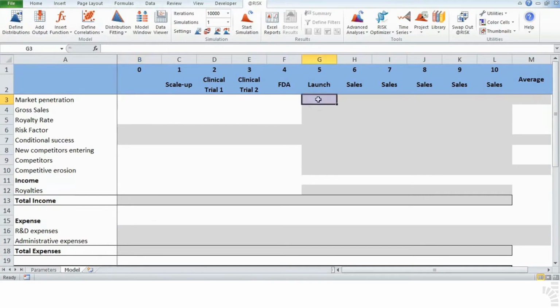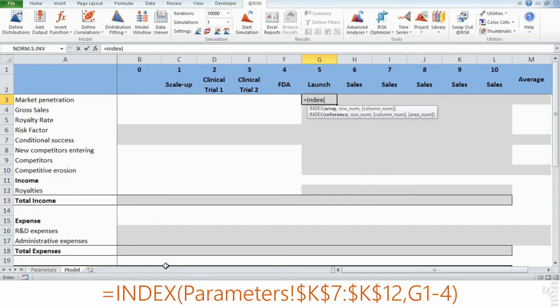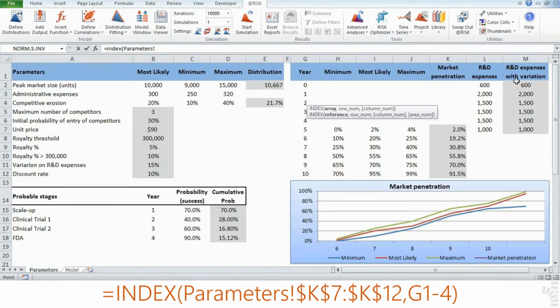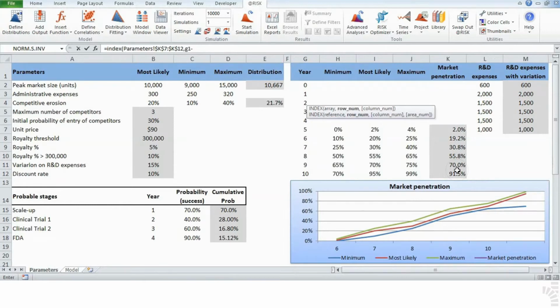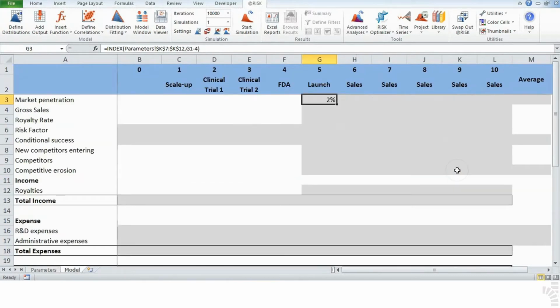24. Go to cell G3 and write the following function: equals INDEX(parameters, $K$7:$K$12, G1-4). This function retrieves the nth element out of the range K7:K12. Given that G1-4 determines the first year where we might encounter sales, year 5, therefore 5-4 will use the first element on the range K7:K12 for this market penetration percentage.